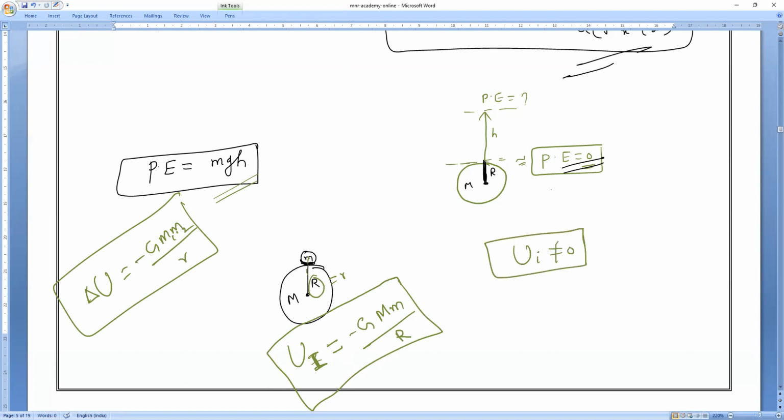But basically, class 10th will study, class 9th will study, at the surface the initial potential energy is what? It is 0. But it is not equal to 0. Are you clear, everybody? Yes?